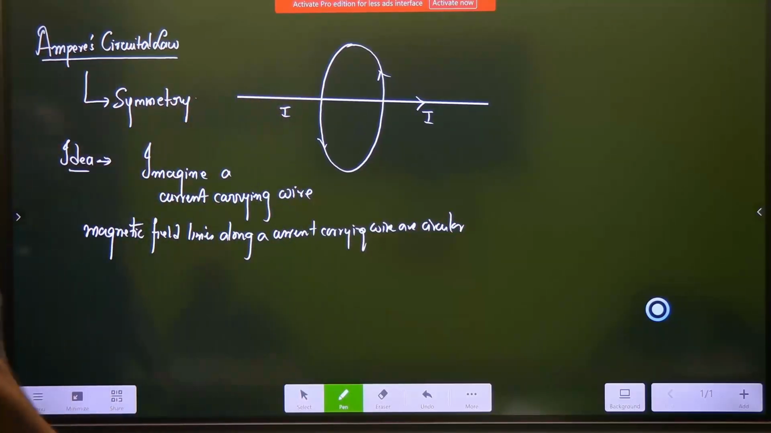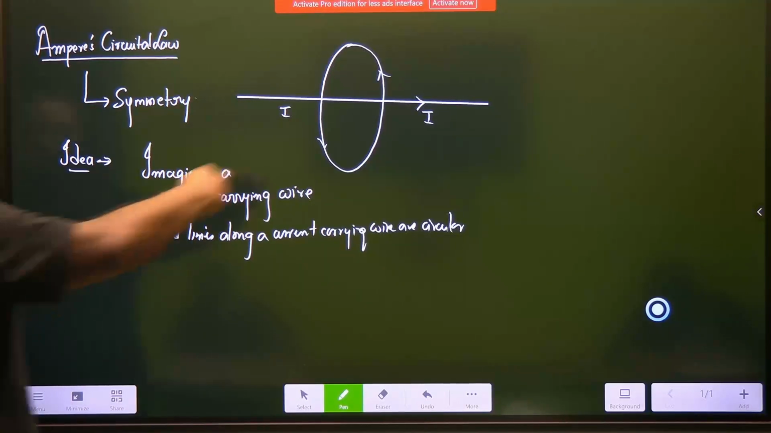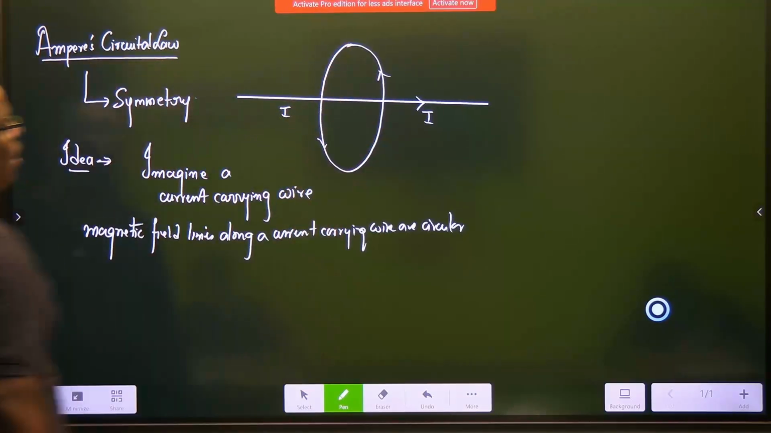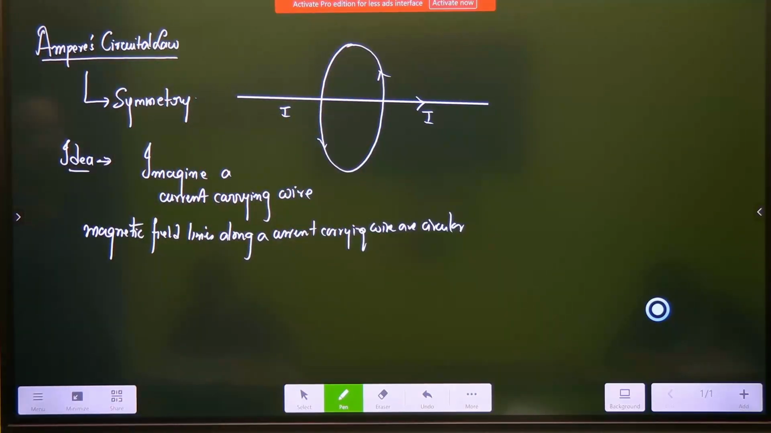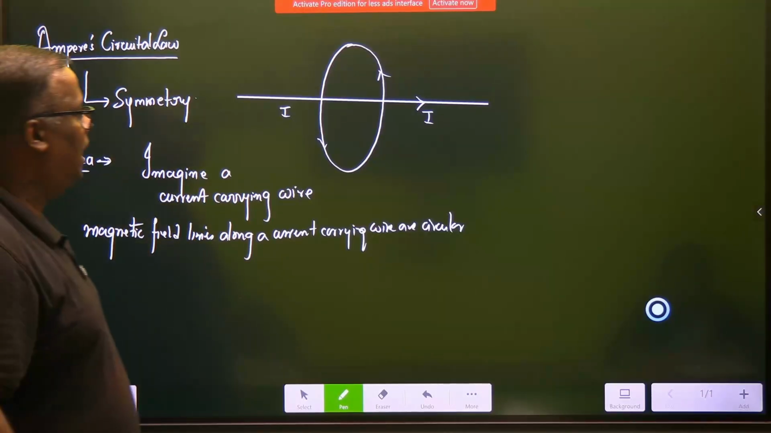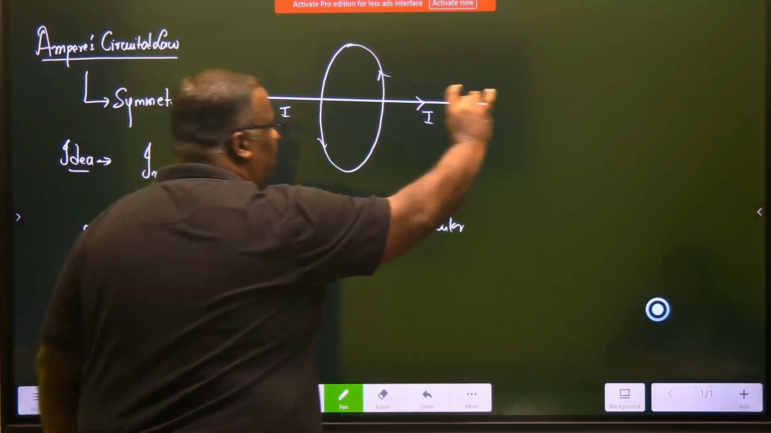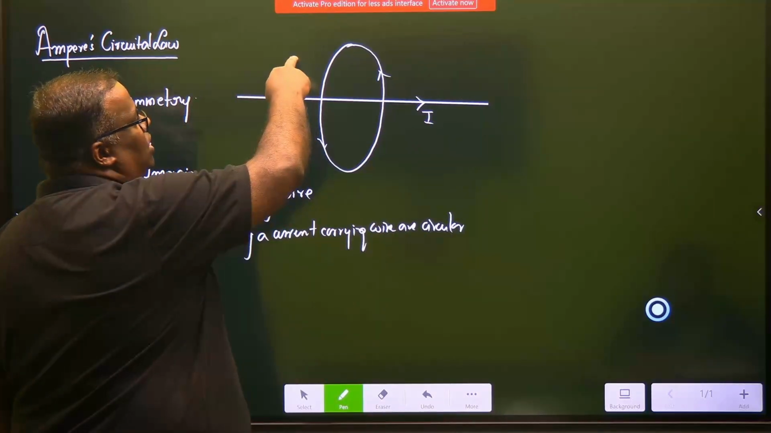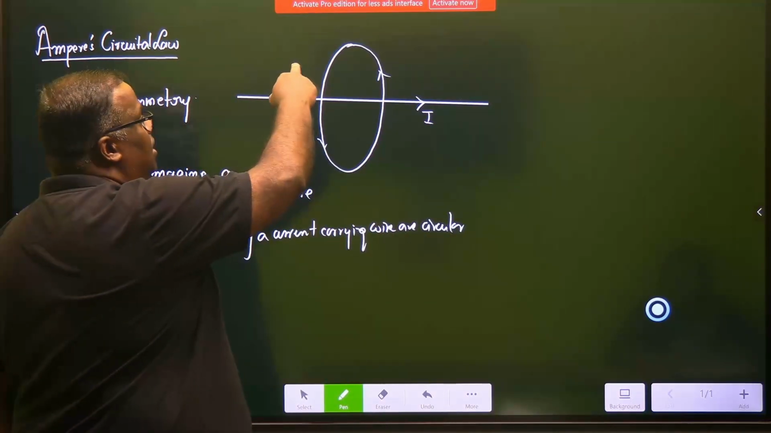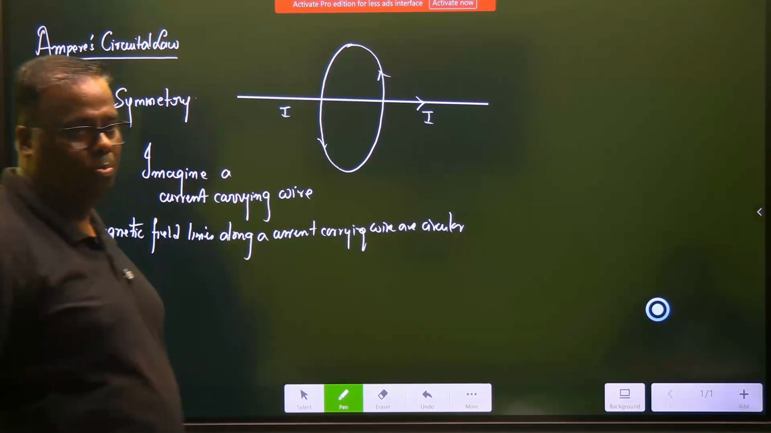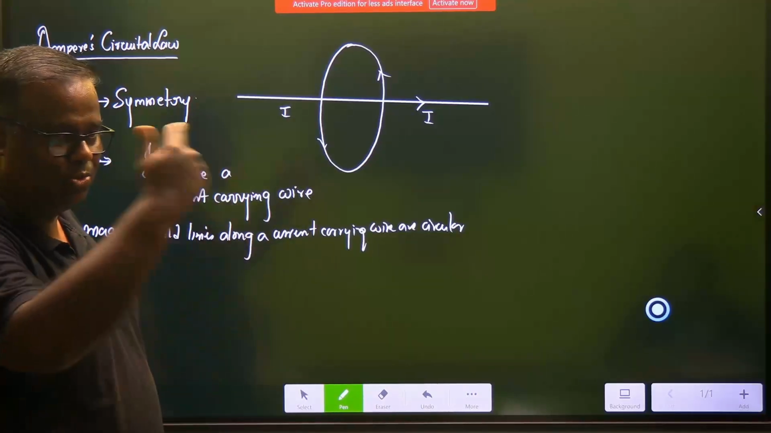Did you understand? This is a current carrying wire, and all the magnetic field lines around the current carrying wire will be circular. So Ampere's thought process was, why don't I go around one loop? I go around one loop and I try to find out what is the magnetic field. Means what it is trying to say, that suppose this is a wire and you want to find out what is the magnetic field at this point. So at this point also there will be a loop which passes through that point.